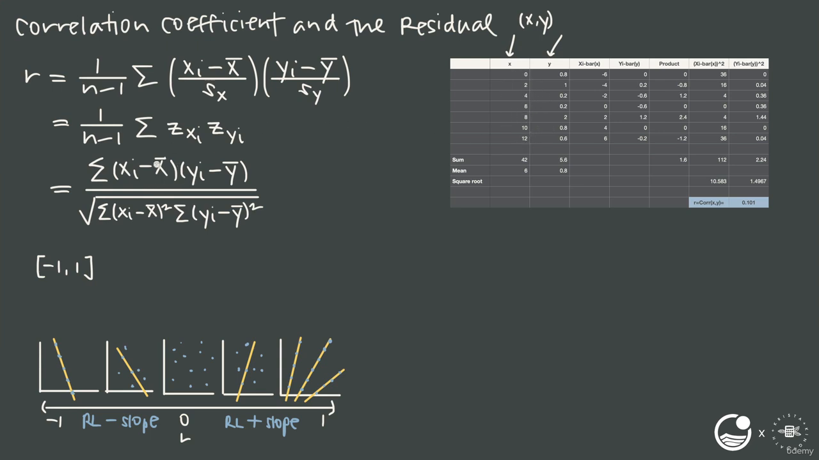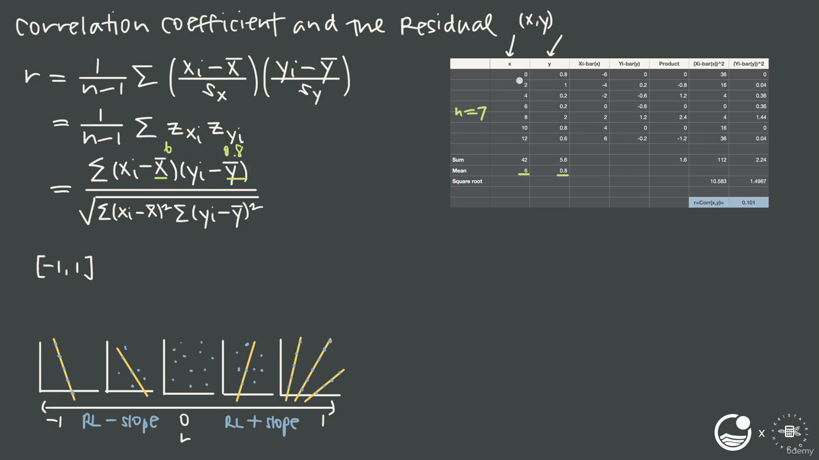And so if we're using this formula to find the correlation coefficient, we're going to need the mean of X and the mean of Y, which means that we sum all the values of X, we get 42, and then we divide by the number of data points we have, which is 7. So we divide 42 by 7 and we get a mean of 6. We sum all the values for Y, divide by 7, and we get a mean of 0.8. So the mean of X here is 6, the mean of Y is 0.8.